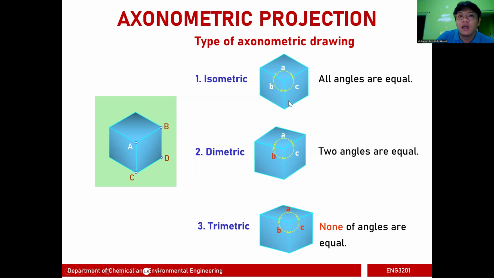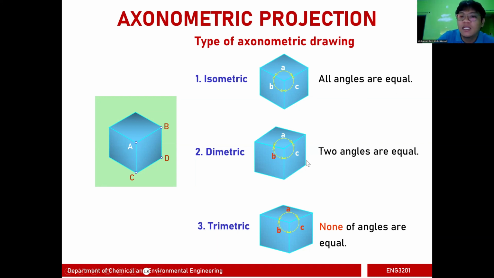Now, in isometric, all of the dimensions are foreshortened by the same value because the angles are the same. In this one, two of them are foreshortened by the same value but not B. B is also foreshortened, but by a different value than A and C. Now for A, B, and C, all of them are foreshortened at a different rate. Okay, what does it mean by foreshortened?